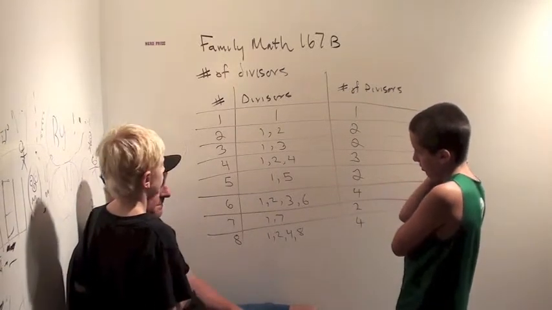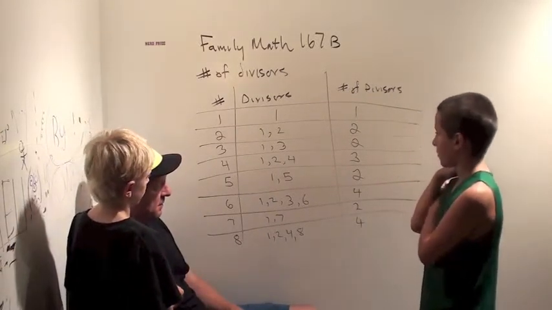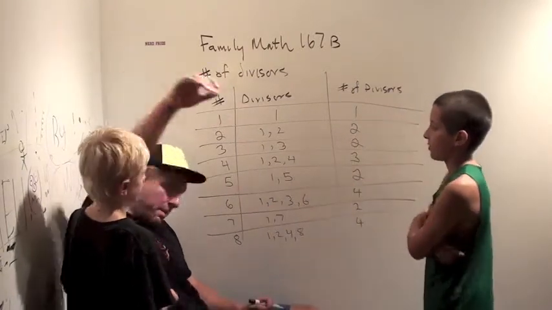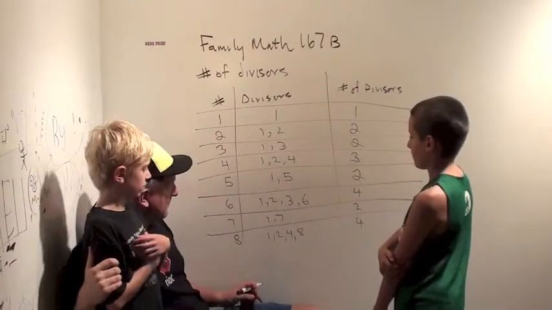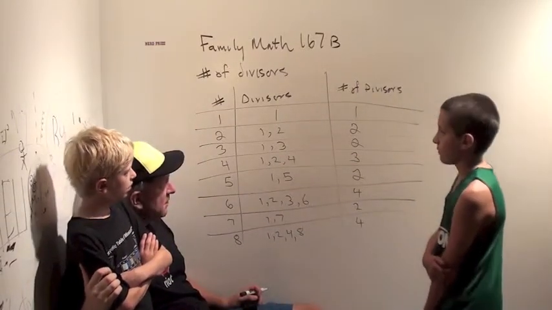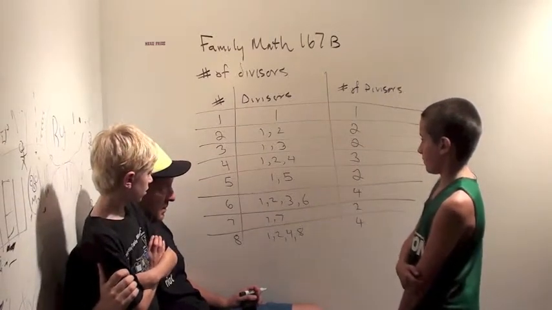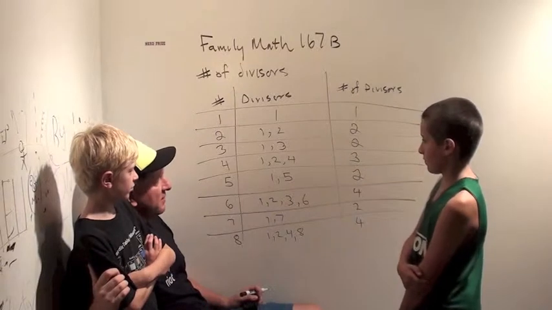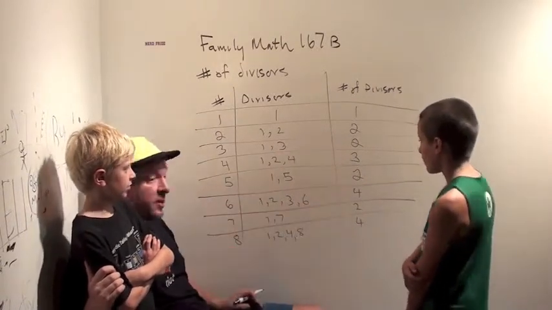1, 1, 2, 1, 3, 1, 2, 4, 1, 5. Doesn't look like there's a pattern in what the divisors are. Well, what does it mean for something to be a divisor? The pattern here is very difficult to see.